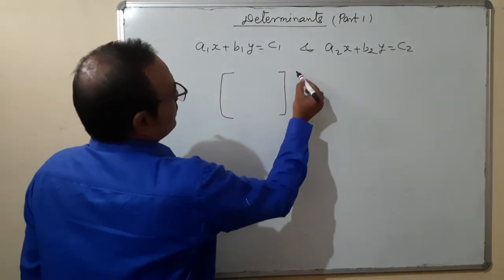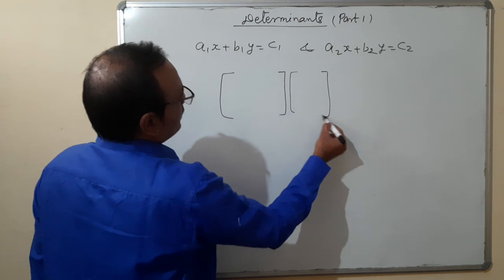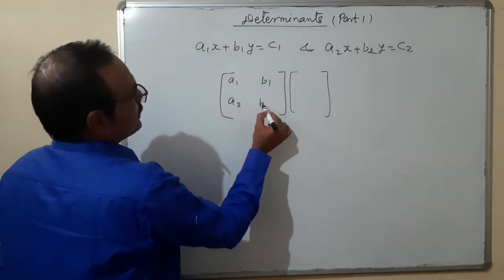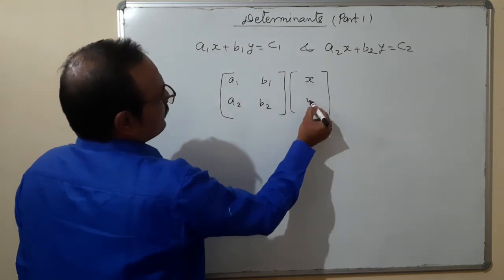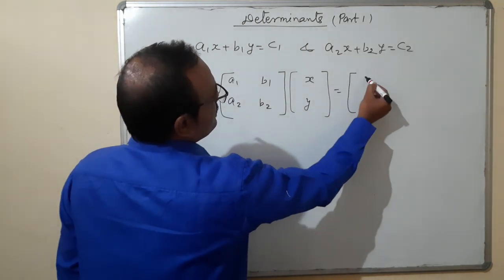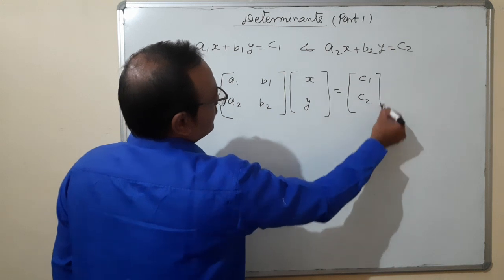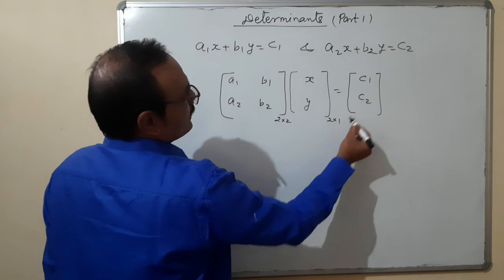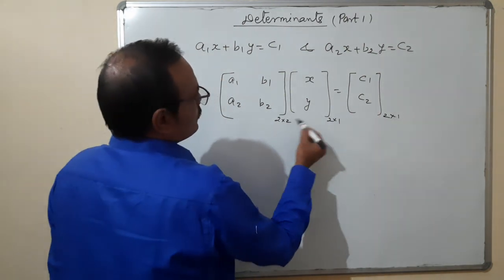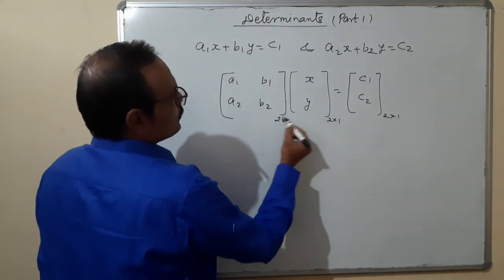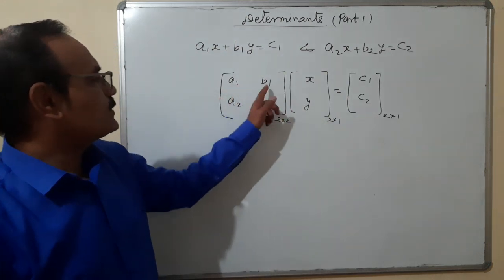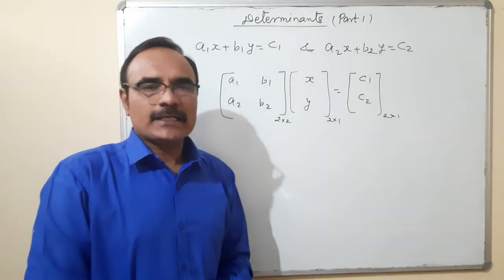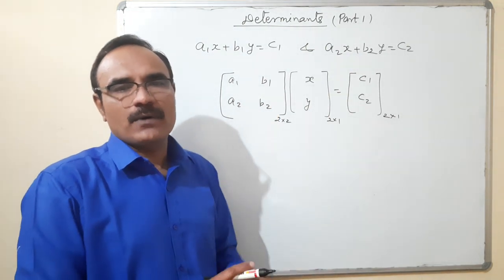So I write here: [a1 b1; a2 b2] times [x; y] is equal to [c1; c2]. Am I right? See, this is 2 cross 2, this is 2 cross 1, and this is 2 cross 1. The inner 2 and 2 match, so you get 2 cross 1. So a1x plus b1y is equal to c1, a2x plus b2y is equal to c2. This is the expression of two linear equations in the form of matrices.